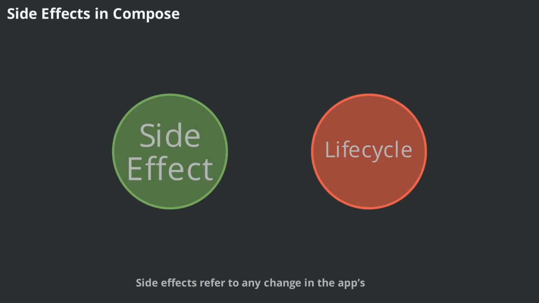Side effects refer to any change in the app state that occurs outside the scope of a composable function. They should be executed in a way that respects the composable lifecycle to avoid unexpected behaviors. Side effects ensure that actions occur only when necessary, keeping the UI efficient and consistent.